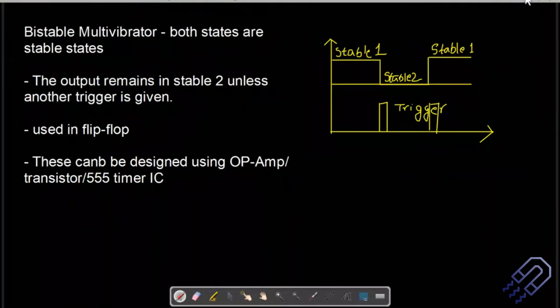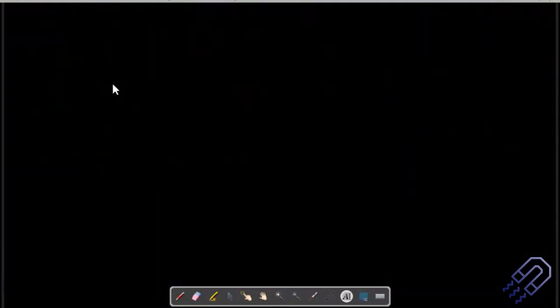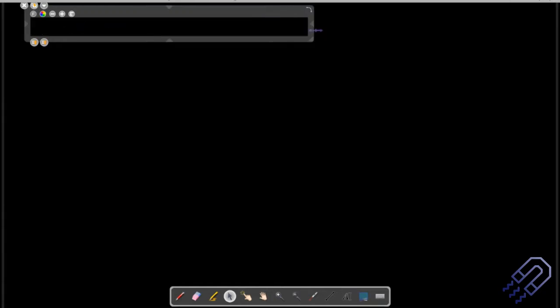This astable multivibrator that we are going to discuss now can actually be designed using different circuits. You can use an op-amp, you can use a transistor, you can use a 555 timer. The function is the same, but the circuit will be different. But since this particular unit is only based on op-amp, we are just going to design it using an op-amp and try to understand the basics of it.